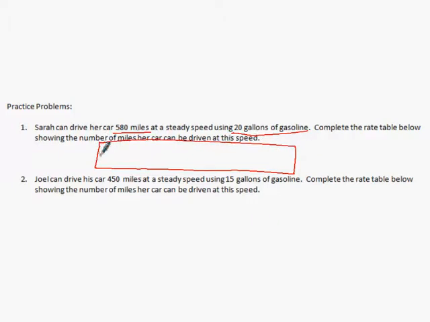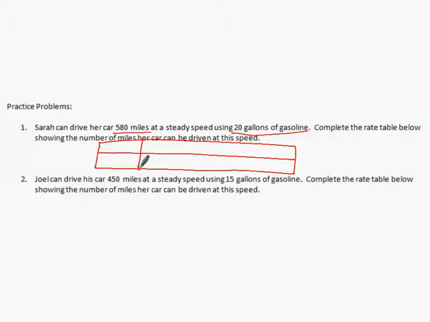A rate table is just like a regular table. Up top, I'm going to have... oh, I see what's missing. We need how many miles per gallon.